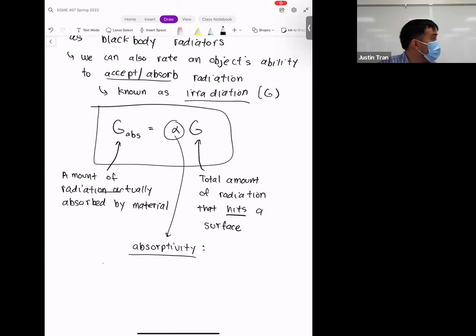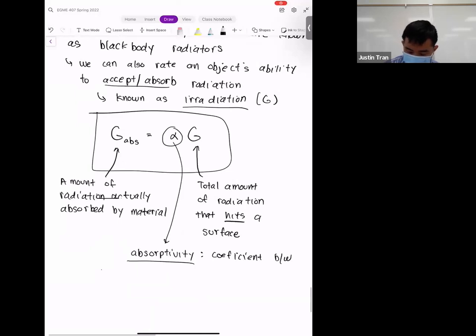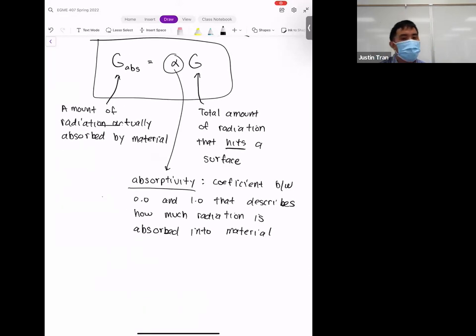And so just like the emissivity, this is a coefficient, and so it's between 0 and 1. And it describes how much radiation actually gets accepted or absorbed into the material, because it's possible for an object to get hit with a lot of radiation, but for none of it to actually affect its internal energy.